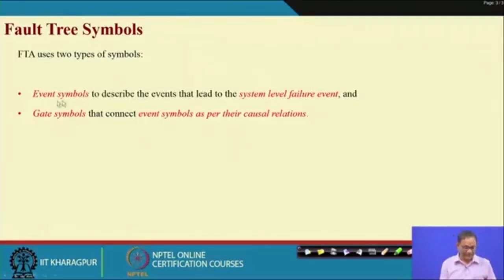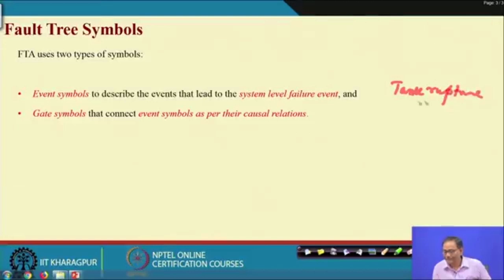This time you have heard of event symbols and gate symbols. Event symbols describe the events that lead to the system level failure, and gate symbols connect the event symbols as per their causal relations. Let me repeat once more. Event symbols describe the events that lead to system level failure. System level failure is the top event, and with reference to the pressure tank, we have seen that tank rupture is the system level failure.